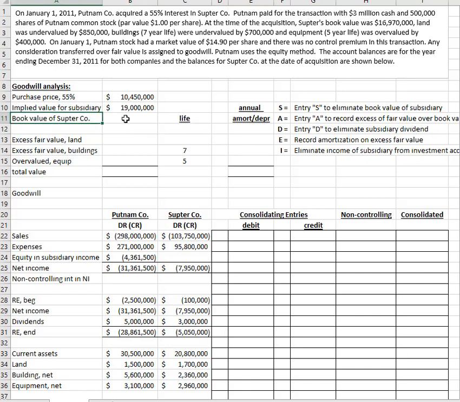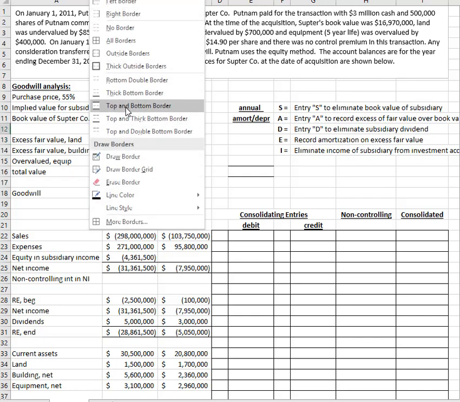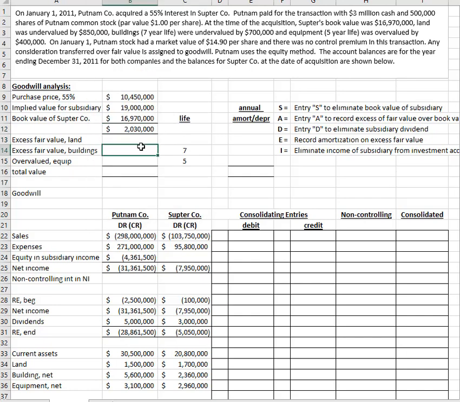Okay, and then they tell us the book value. Let's move that up here. And the book value at the time of acquisition was $16,970. Okay. And so the difference between the implied fair value and the book value at the time of the acquisition is this $2,030,000. So we have to spread that. And then anything left over that we don't have anything to spread to becomes goodwill.